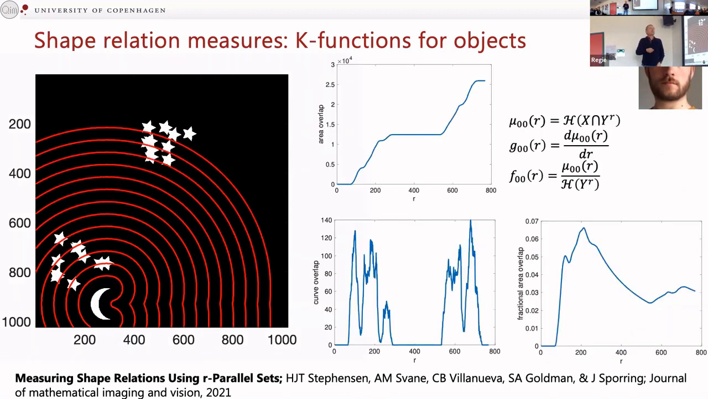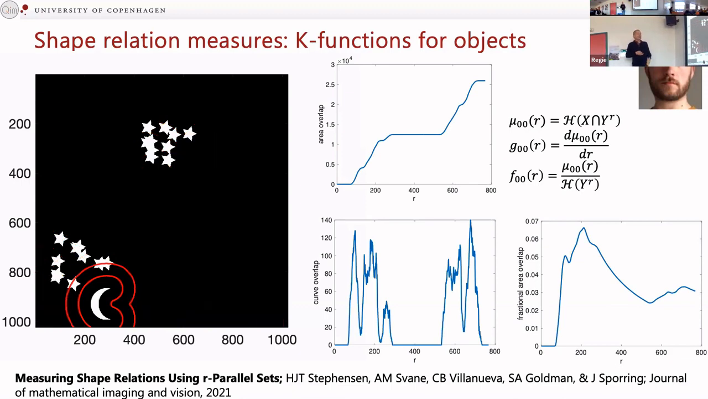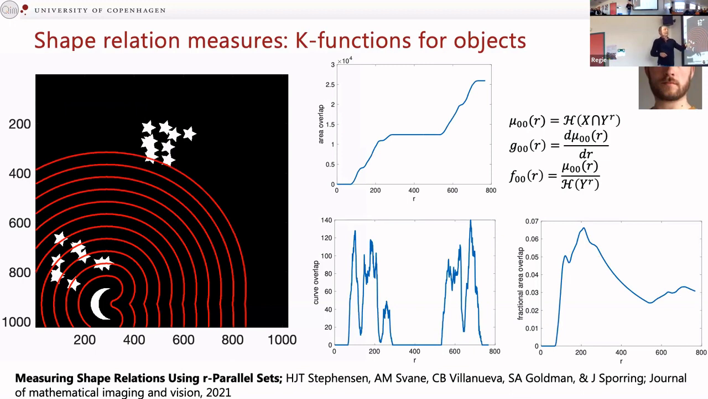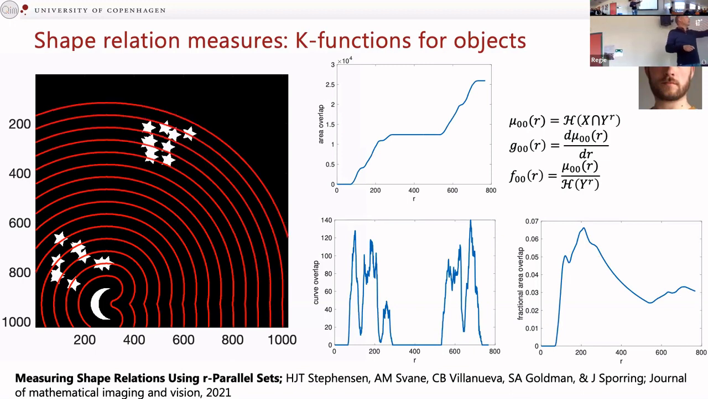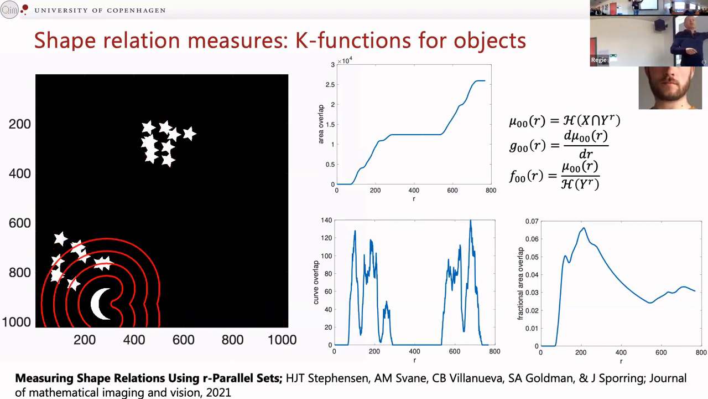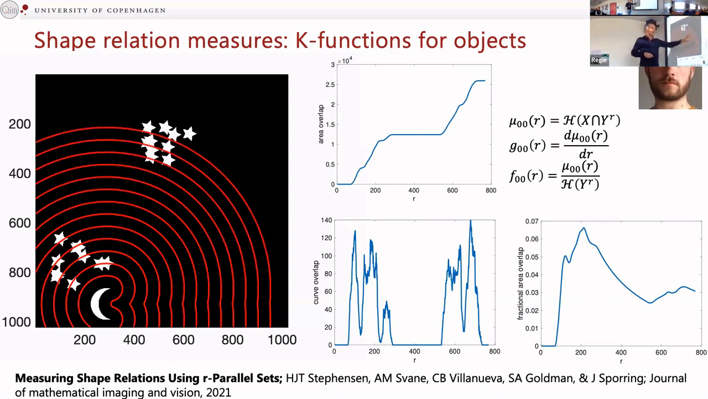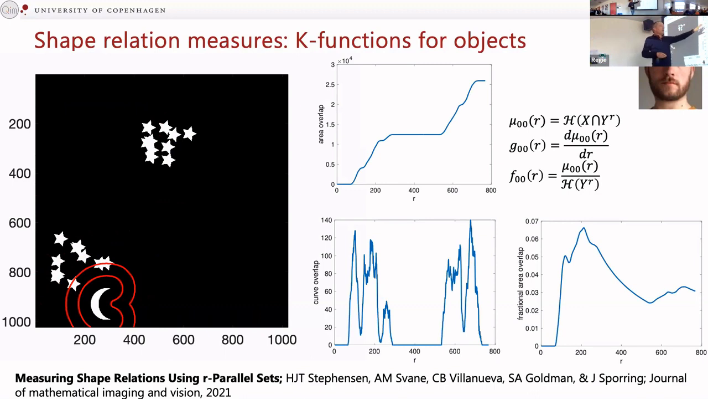Okay. And with this, you can make similar curves. So now it's not point to point, but it's shape to shapes. And for the stars, you get something like this. In the beginning, near the moon, there's nothing. Then there comes a lump of stars, and there's nothing, and then there's another lump of stars. And we like various versions of it.